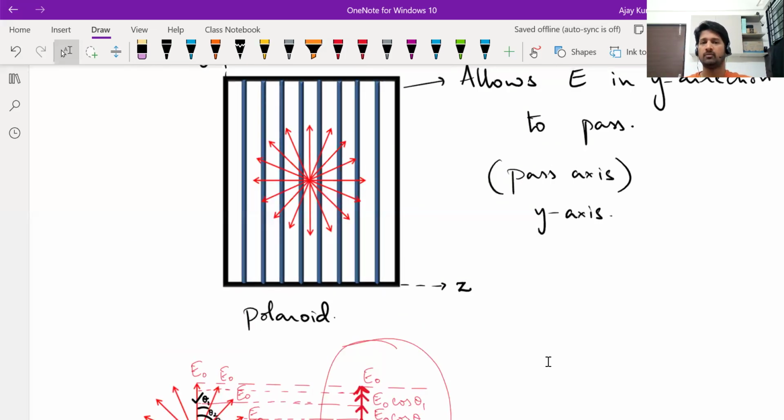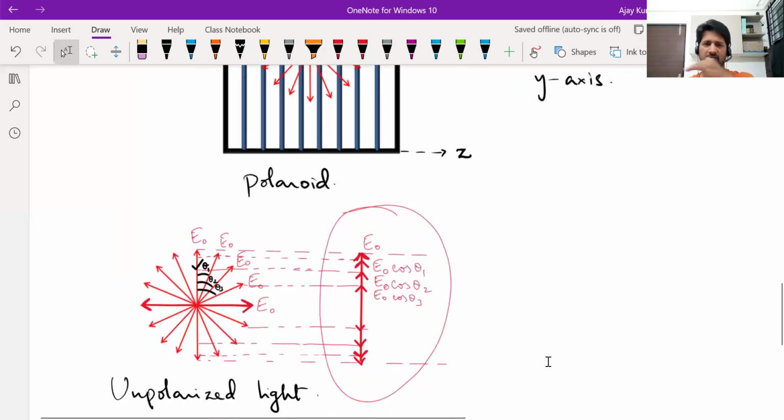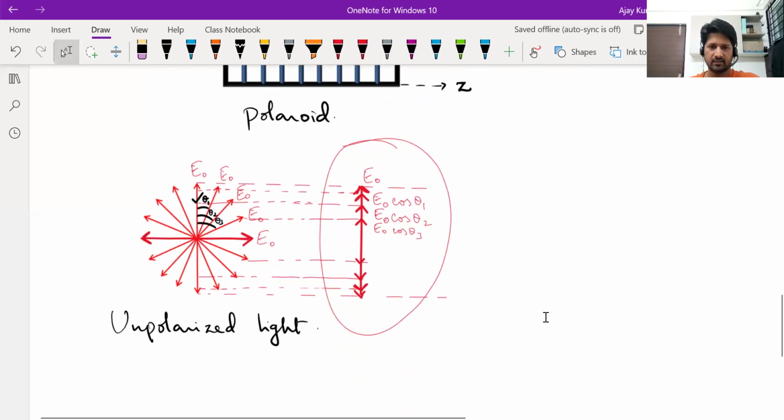See, light is an electromagnetic wave. There is a magnetic field also associated with it, but we don't talk in terms of magnetic field. We just talk in terms of what happens to the electric field. So electric field will be allowed to pass parallel to the pass axis. And if there is electric field this way, there is magnetic field perpendicular to it also. We don't talk about that. Now, unpolarized light was incident. What comes out is polarized light.